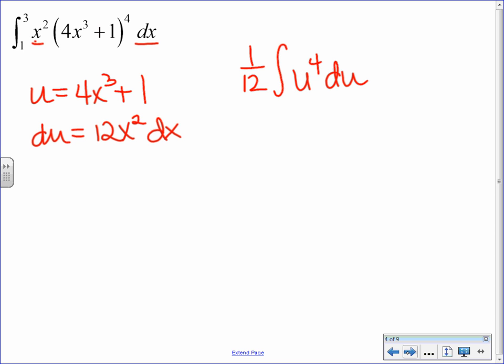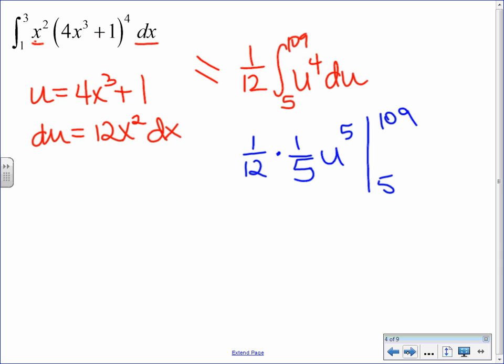If x is 1, what does that make u? If x is 3, what does that make u? 109? Check Megan's work. Yeah? Okay. And what's the antiderivative of u to the 4th? 1/5 u to the 5th.